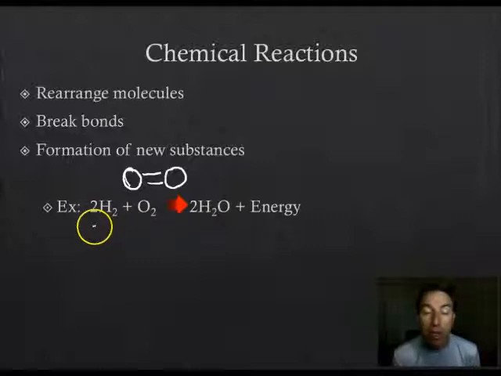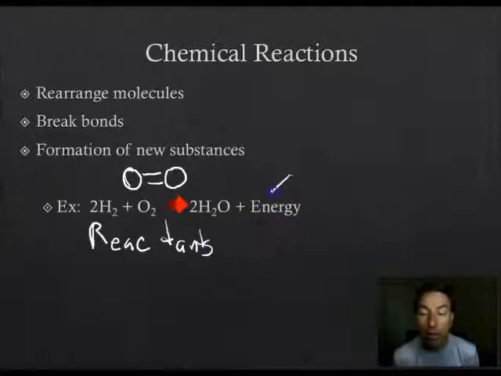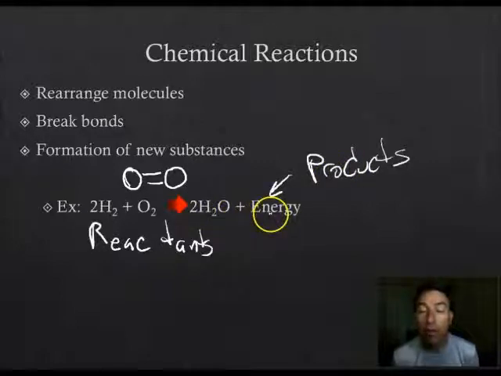On one side we have what we call the reactants. On the other side, this side here, are the products. So for any chemical reaction, you will have both reactants and products. The products are what you get out at the end. The reactants are what you start out with.